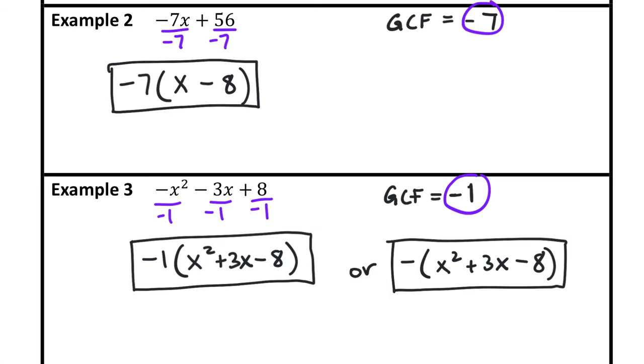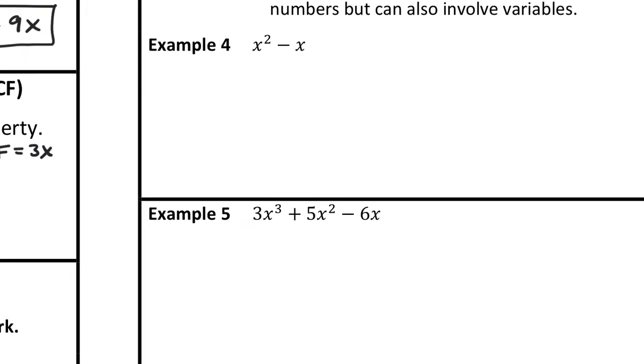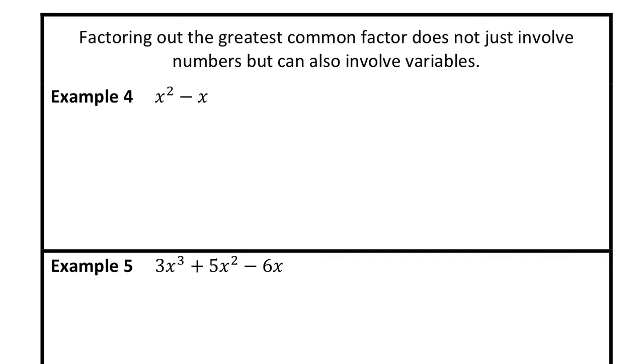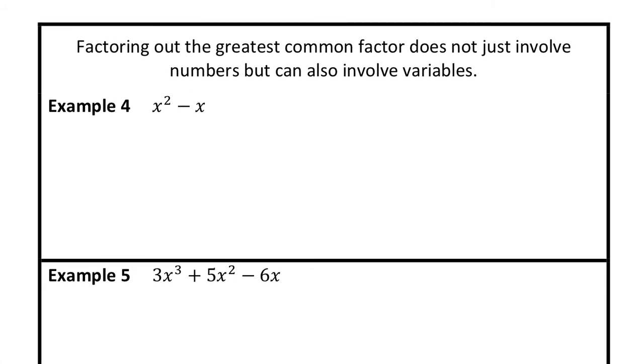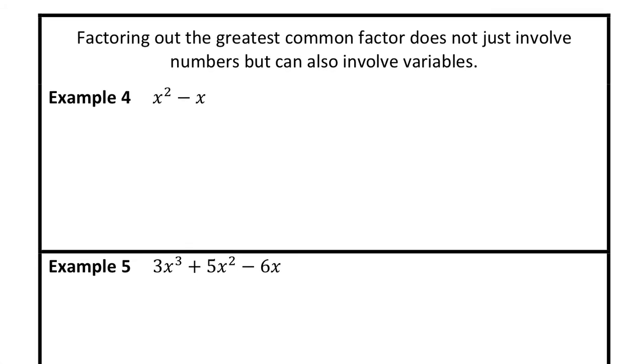Let's go to example 4. So let me slide over here. Looks good. Okay. The steps for these examples say factoring out the greatest common factor does not just involve numbers, but can also involve variables. Okay, so sometimes the terms have variables in common. And so if that happens, then the variable will be the GCF.